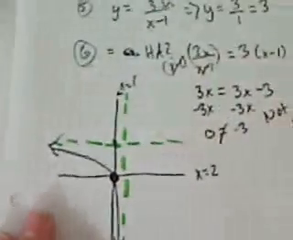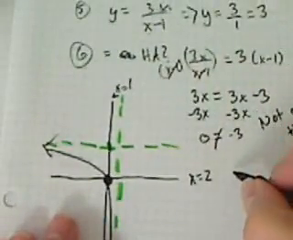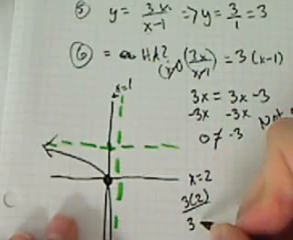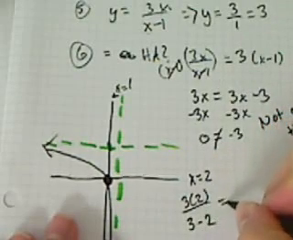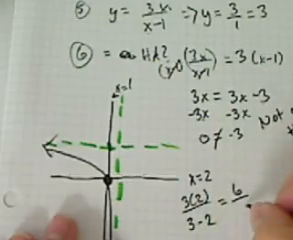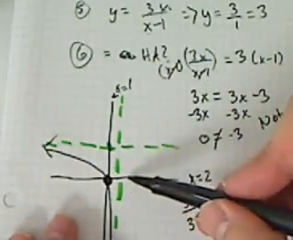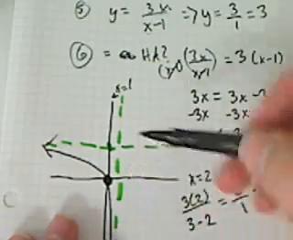So when I substitute that in for x, we'd have 3 times 2 over 2 minus 1, which is 6 over 1, or 6. So my second coordinate would be (2, 6).